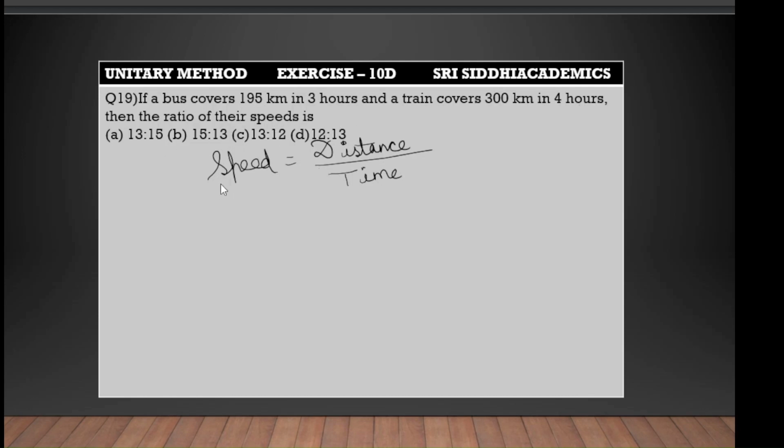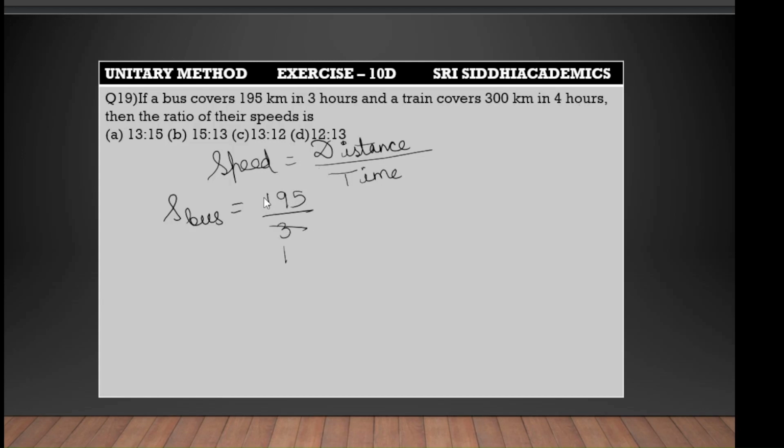Now, what is the formula for speed? Speed of any living being or any vehicle is equal to the distance covered by it in the time that it takes to cover that distance. So, here we will first find the speed of the bus. I am writing it as S bus. That will be the distance it covers, 195, and the time taken to cover 195 kilometers is 3 hours.